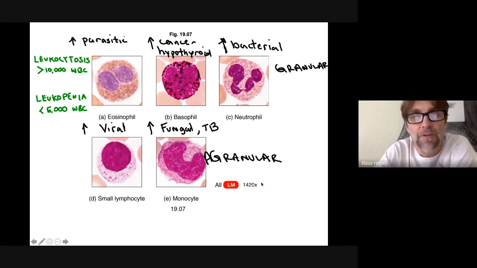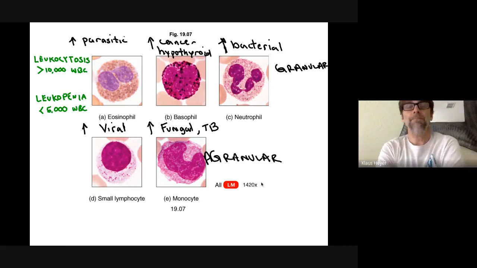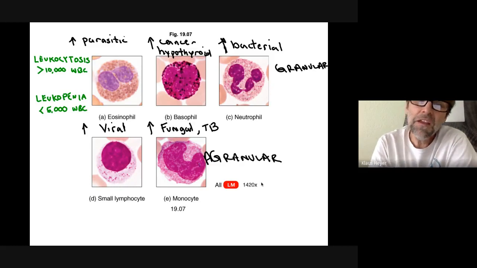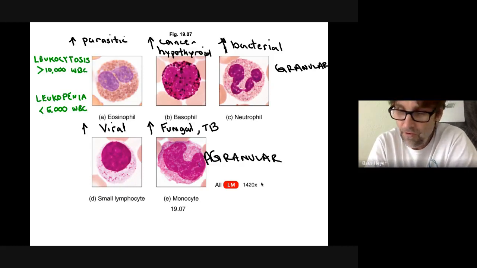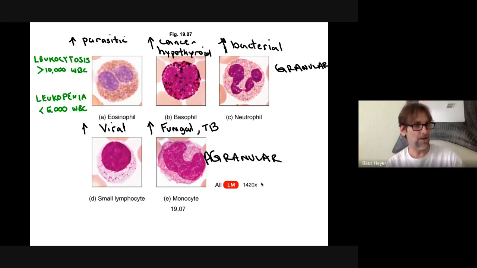So what do you need to know from this? You need to know the difference between leukocytosis and leukopenia. And then I'd like you to know the 5 white blood cells. What are their names? And what would high levels of them indicate?